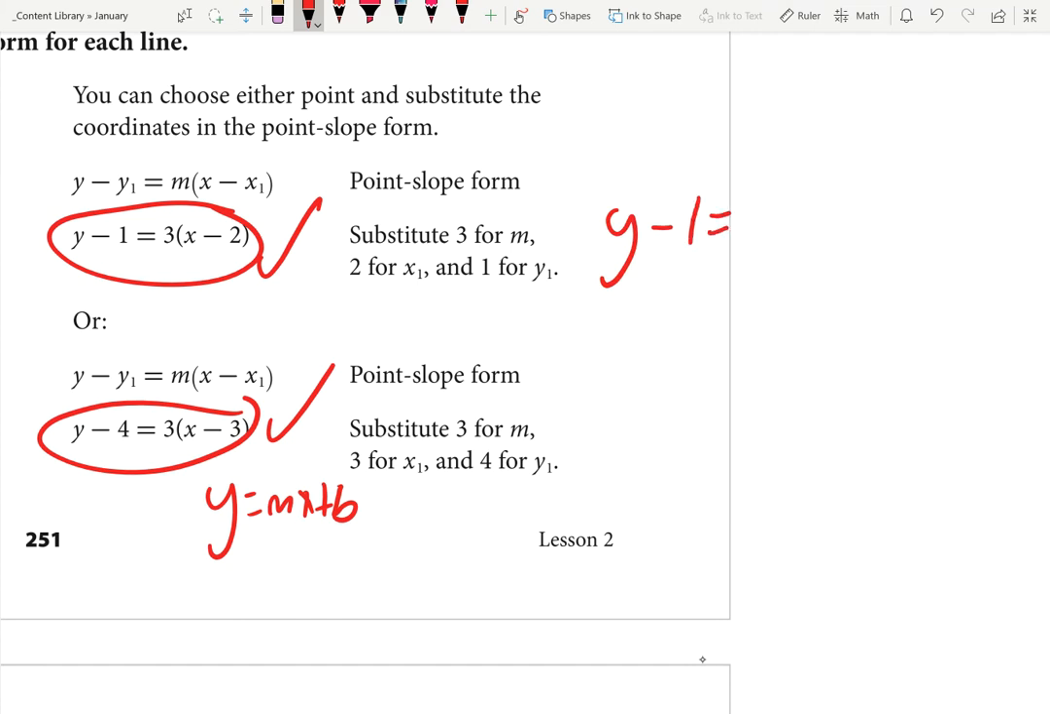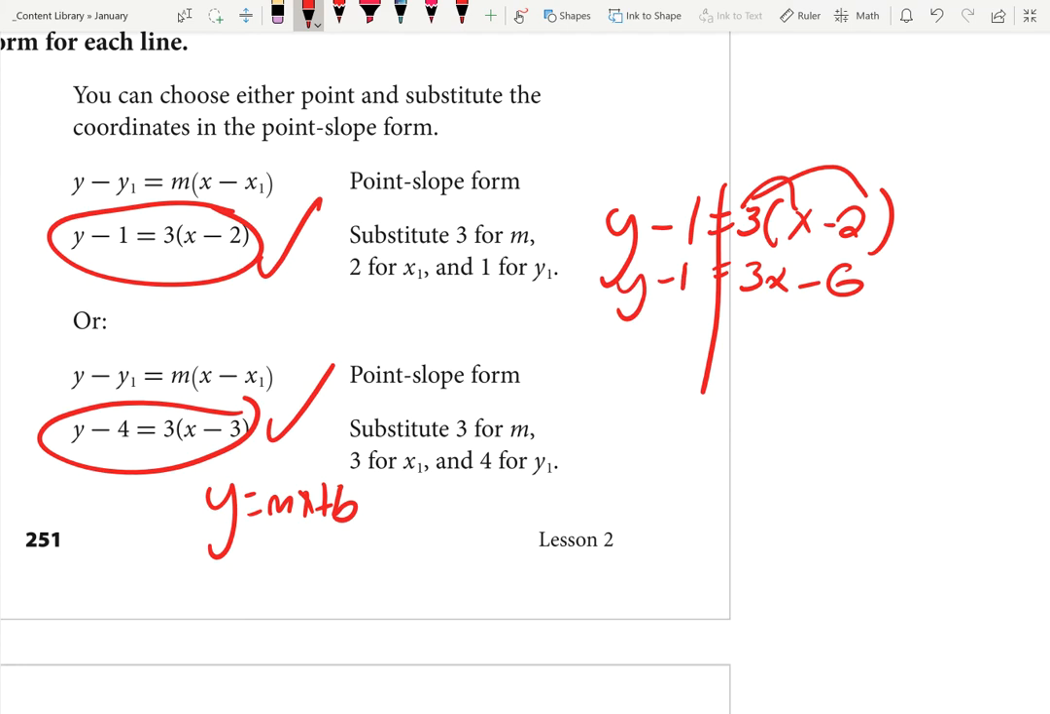y minus 1 equals 3(x minus 2). So to put this in slope-intercept form, remember it comes down to 2 things. Distribute to these parentheses and then move this 1 over. Now to do that, we'll distribute. 3 times x is going to be 3x, and 3 times -2 is -6. So we have 3x minus 6 after distributing.